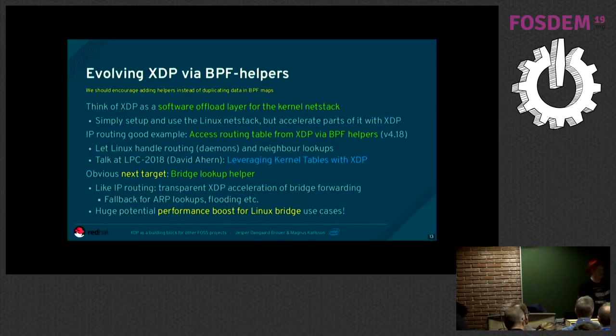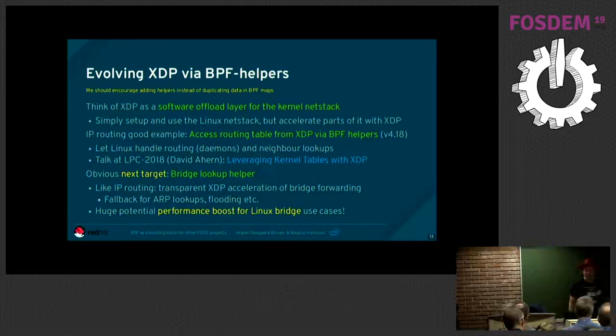BPF is something where you load your program into the kernel, and you're completely flexible there, but once we add helpers, it becomes a stable API that you provide. A good example of what you can use helpers for is in the slide. The general thinking I want people to have is to see XDP as a software offloading layer that can accelerate part of the network stack.